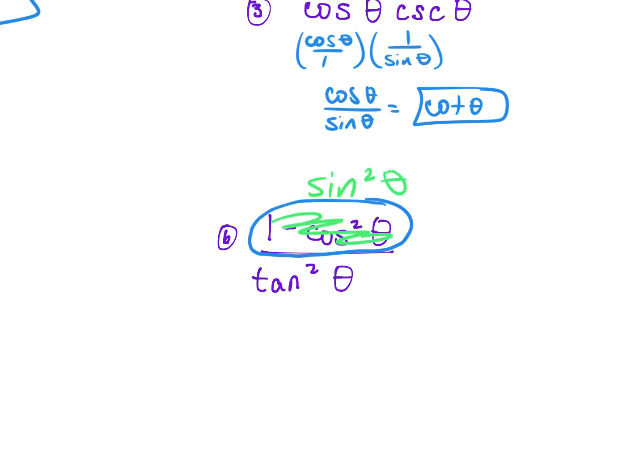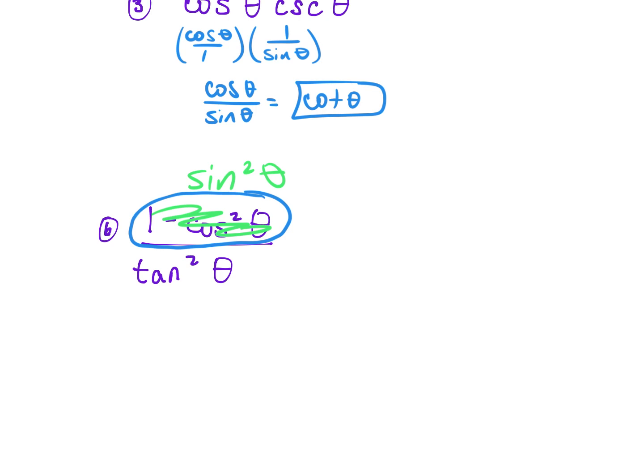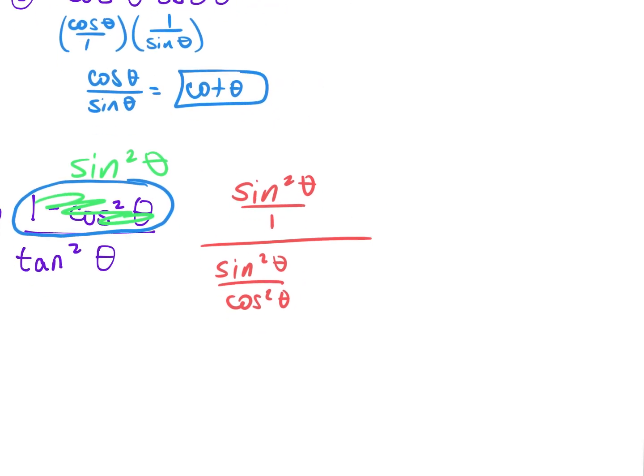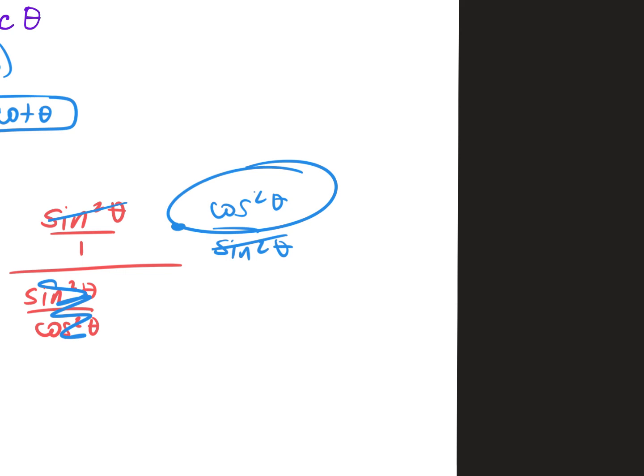So now that we've done that, our problem becomes really easy again. Everybody agree? I'm going to keep sine squared over 1. It's divided by, change tangent to what? Sine over cosine, okay. Fraction divided by fraction, so we keep, change, flip. Now what happens? My sines cancel, and I'm left with cosine squared. Good. Everybody okay so far?